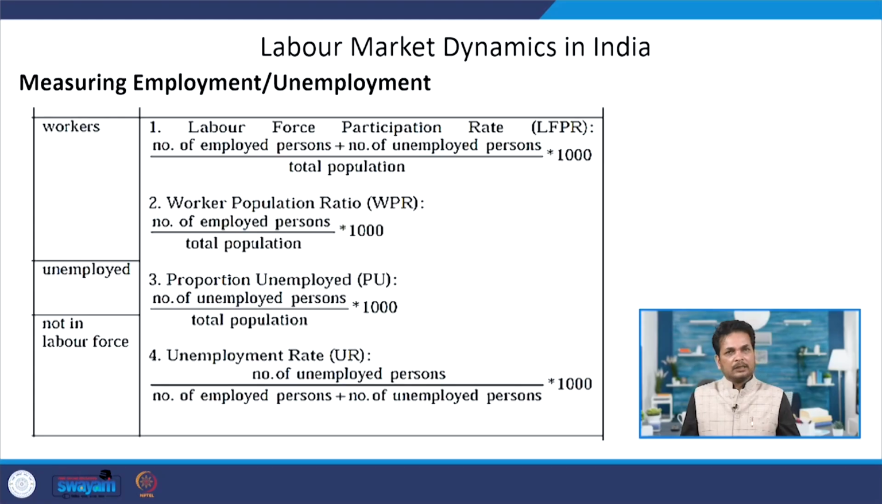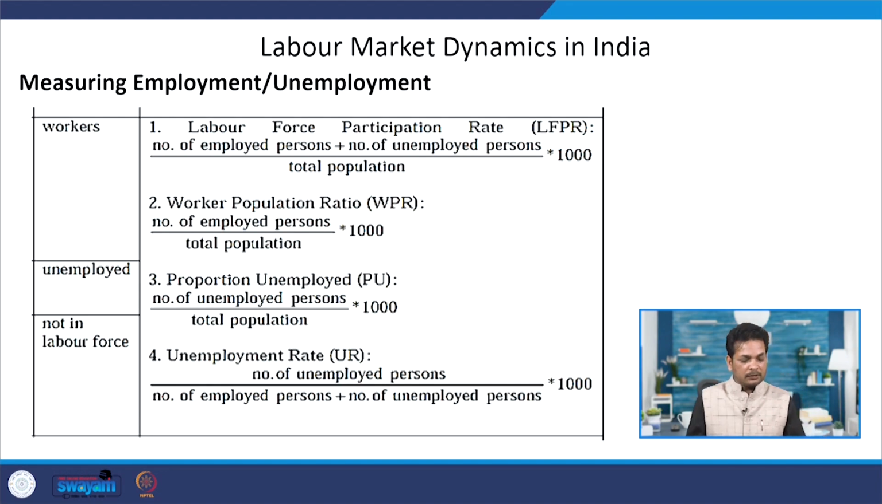Now, this is how we can measure the number of people who are employed or unemployed or who are in the labor force. When we consider the workers, we take into consideration the labor force participation rate and the workforce participation rate. So, the labor force participation rate can be derived by taking the number of employed persons plus the number of unemployed persons divided by the total population multiplied by 1000.